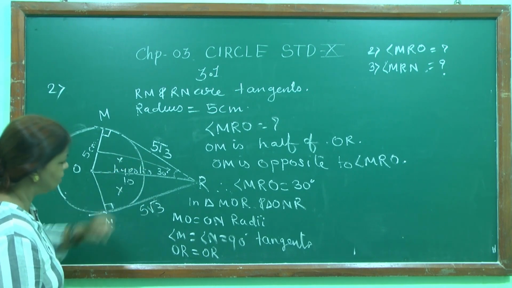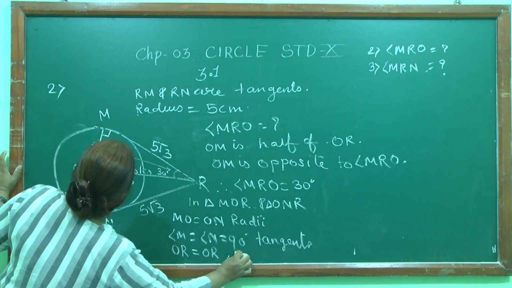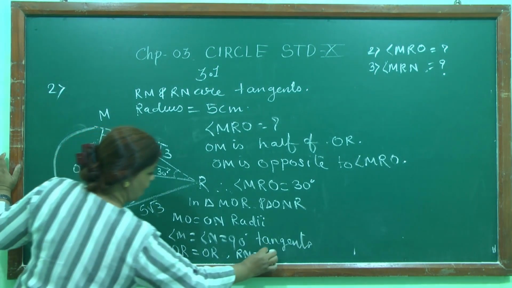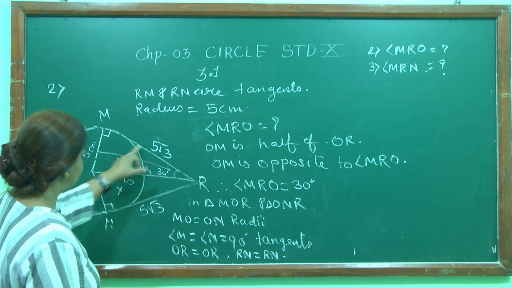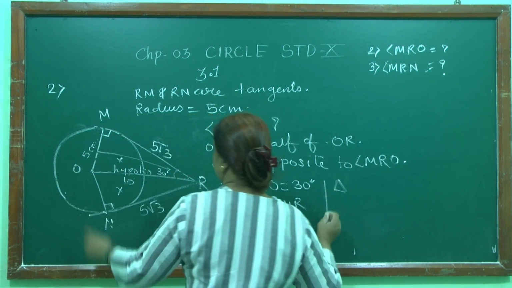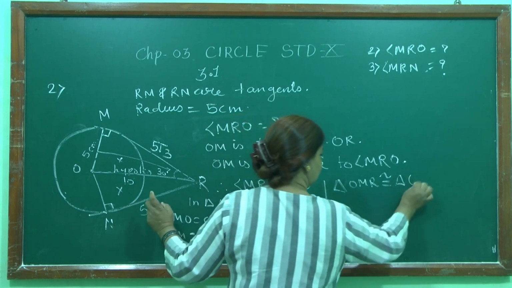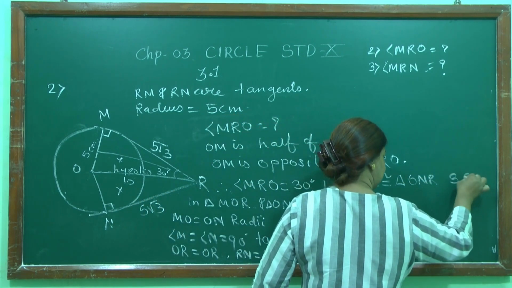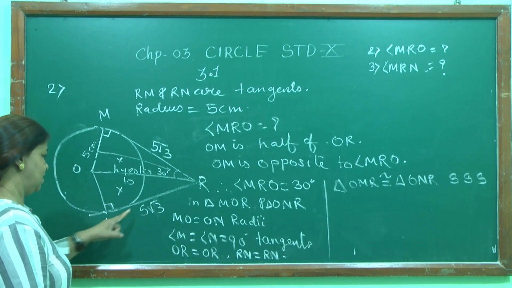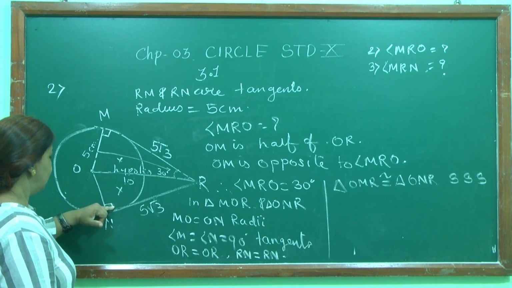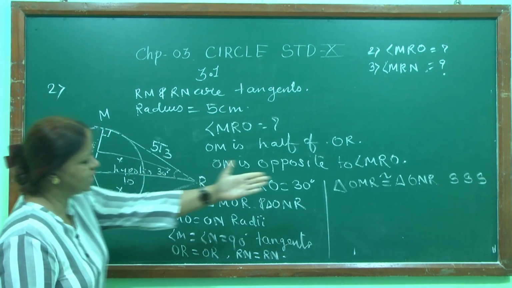And already we have shown MR is equal to NR. So triangle OMR is congruent to triangle ONR by side test. We can also take the side angle side test, because this side is equal to this side, this angle is equal to this angle, this side is equal to this side. We can also take the side side side test: this side is equal to this side, this is common, and this side is equal to this side.